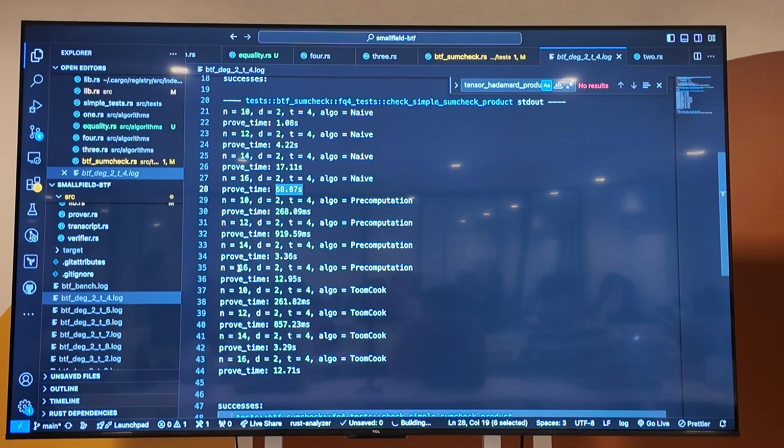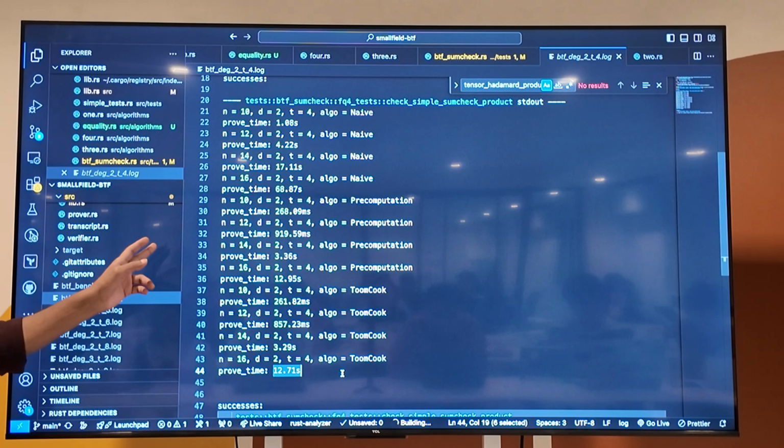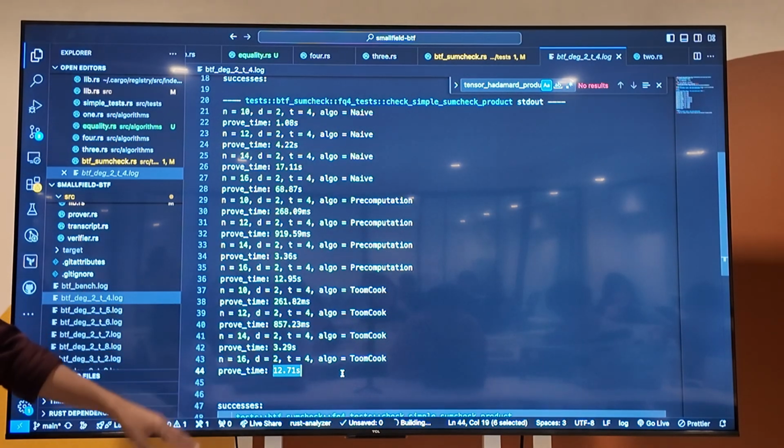And if we look at precomputation, that's algorithm 3, and Toom-Cook is algorithm 4. So this takes 12.95 seconds and Toom-Cook takes 12.7 seconds. So algorithms 3 and 4, purely from a runtime point of view, 4 is very slightly better than 3. And I'll describe why that is the case.